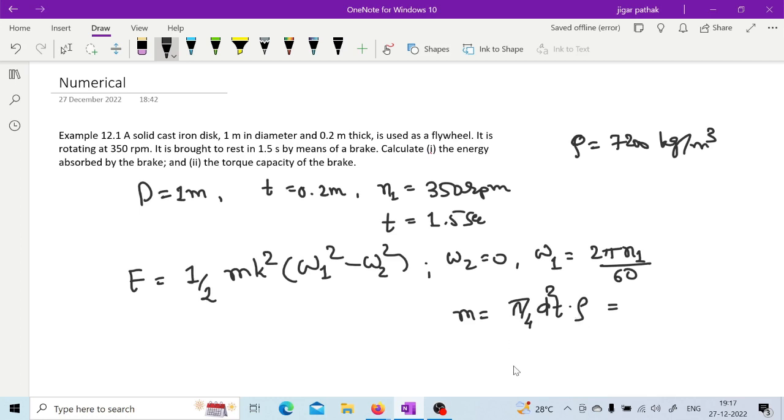And here for the solid disc, the radius of gyration is d by root 8, so your k² will be d² by 8. Diameter is given as 1, so your k² will be 1/8 meter square. So can anybody tell what is the mass?